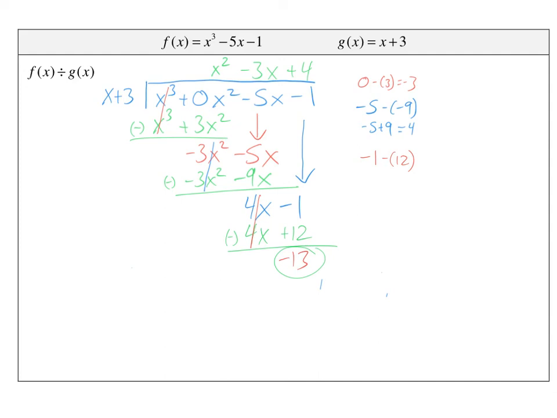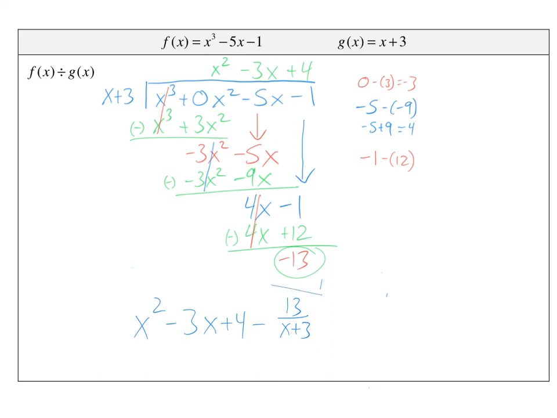So let's write the answer. The answer is this plus this over the divisor. So let me show you what that looks like. The answer is x squared minus 3x plus 4 minus 13 over x plus 3.